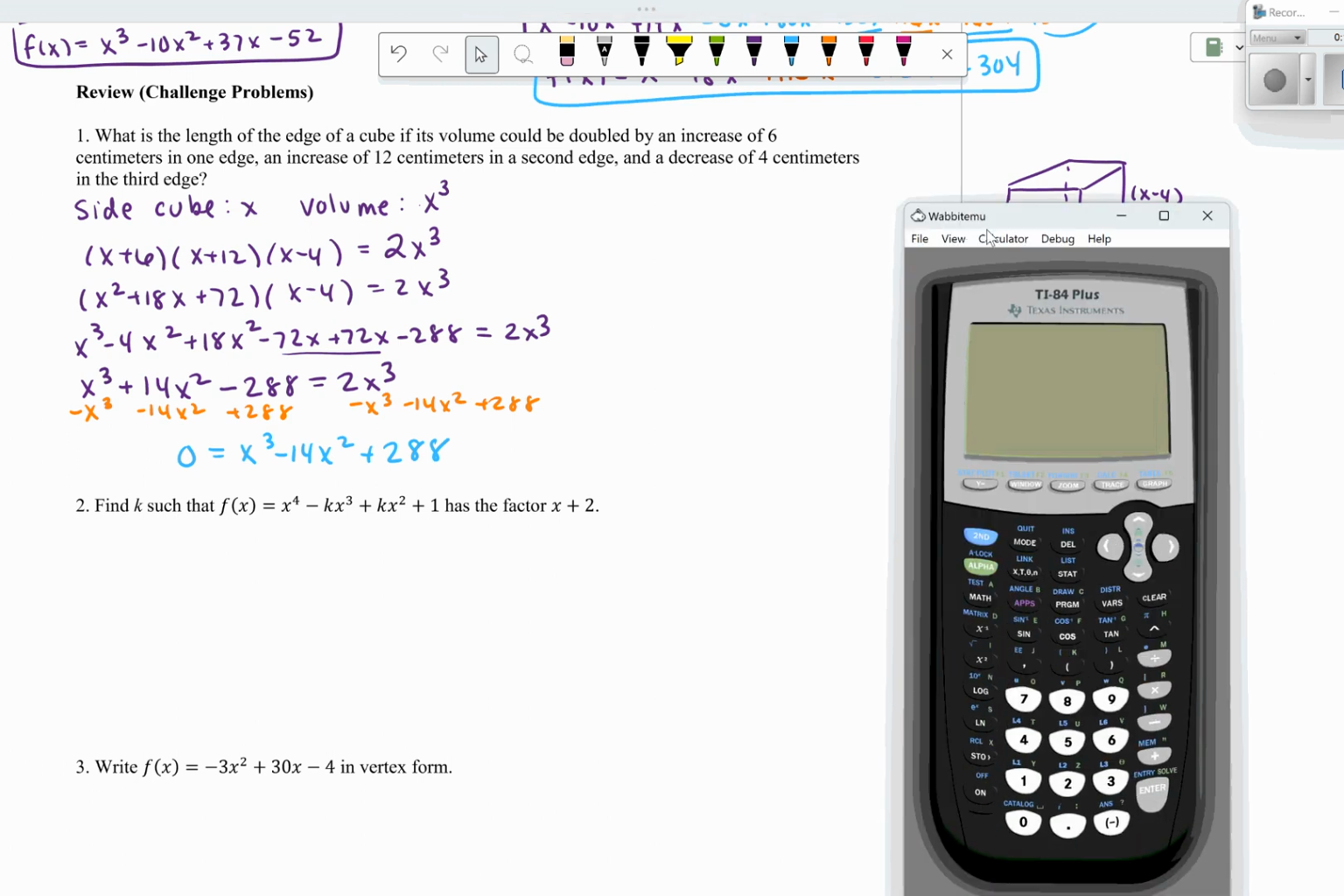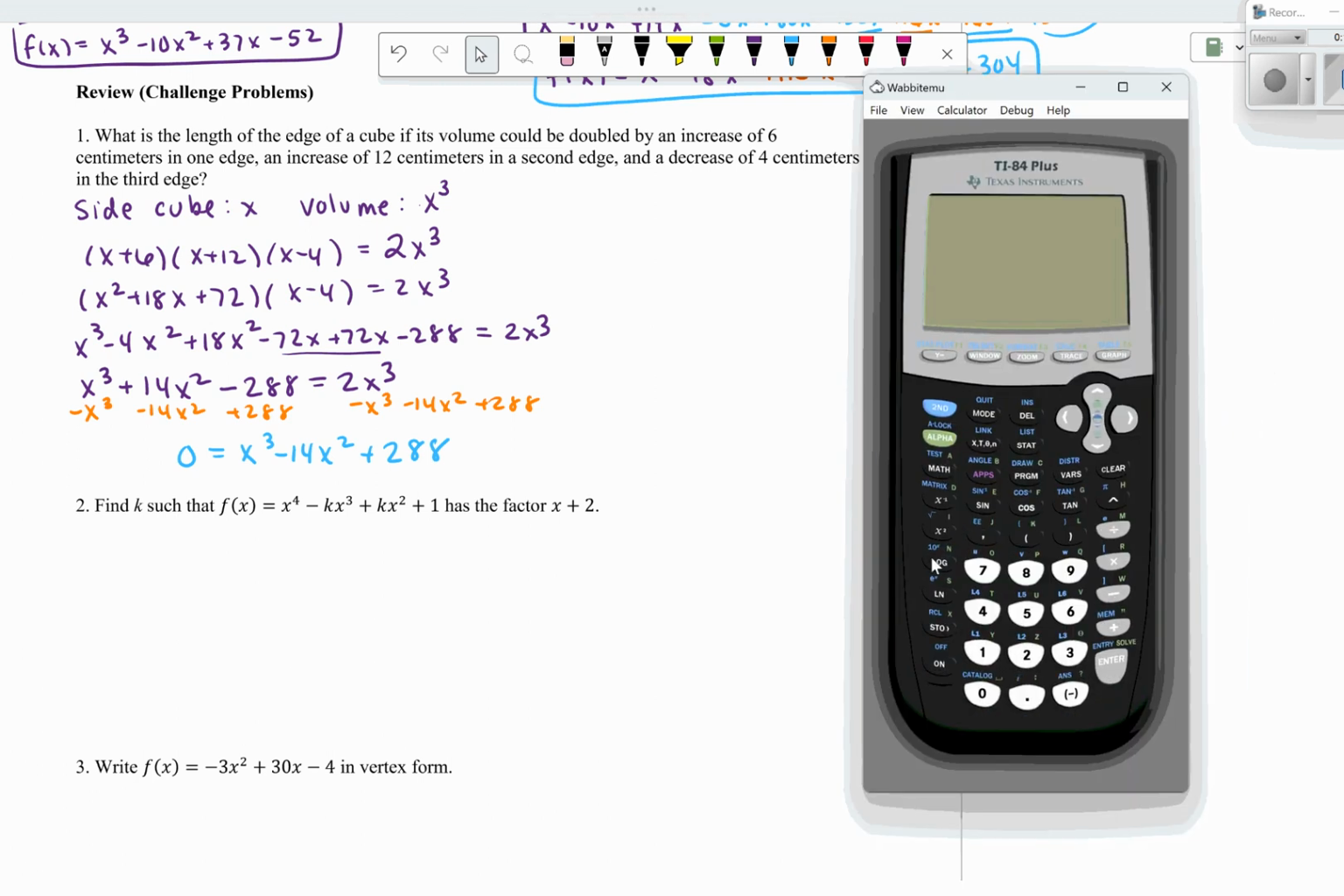So if we go to our calculator, let's go to our y equals, or turn our calculator on, go to your y equals and plug in your equation. So we have x cubed minus 14x squared, and then plus 288. So if I hit graph right now, let's assume 6 for a standard window. Right, graph, I see 1, 2, and I don't see the other ones.